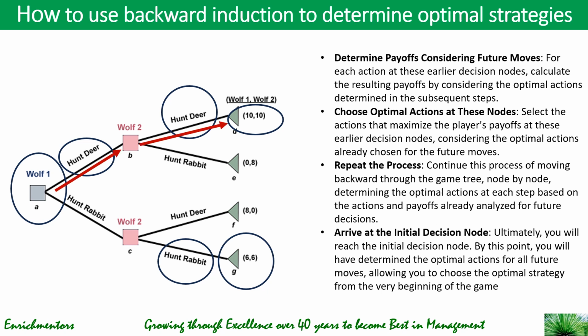And that becomes the optimal path, as you see here. Then you repeat this process moving backwards through the game tree, node by node, determining the optimal actions at each step based on the actions and payoffs already analyzed in the future decisions. So you roll back from the future, and ultimately you reach the initial decision point, and by this point you would have determined the optimal action for all future moves, allowing you to choose the optimal strategy from the very beginning of the game. Right? You get an idea?